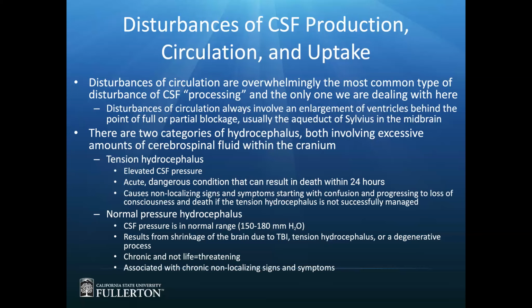Typically, your fluid is formed in all four ventricles, and then it flows from the lateral ventricles, which are the deepest in the cerebral hemispheres, into the third ventricle, which is between the two halves of the thalamus, and then down through the aqueduct of Sylvius into the fourth ventricle, which is sandwiched between the pons and the cerebellum. And then it drains out of three drains into the subarachnoid space.